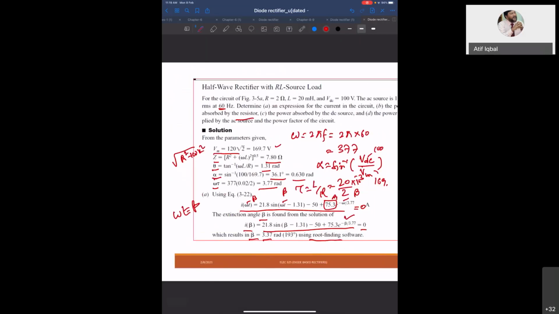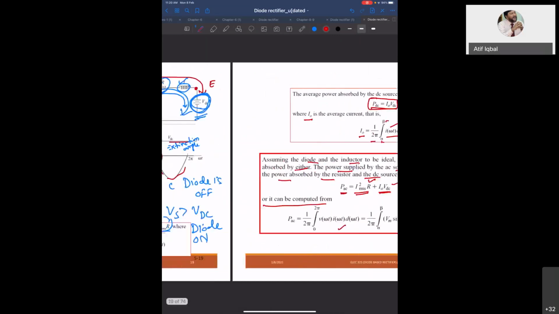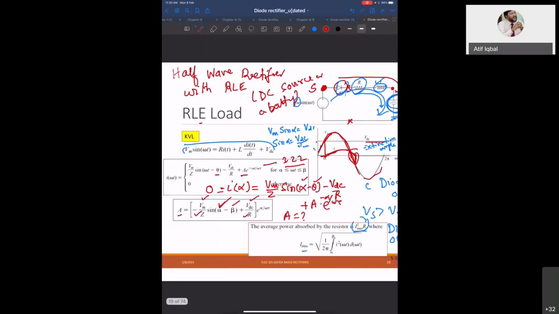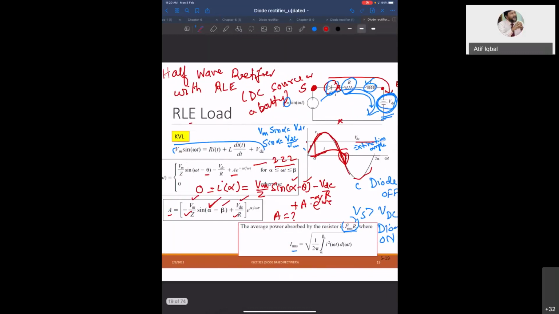Because you see, alpha is known, theta is known, omega tau is known. So you put here the value of alpha and theta, and then you can obtain it. So you see, we can do that.